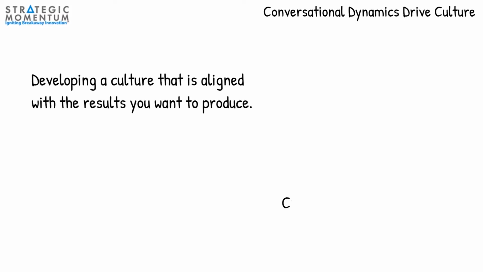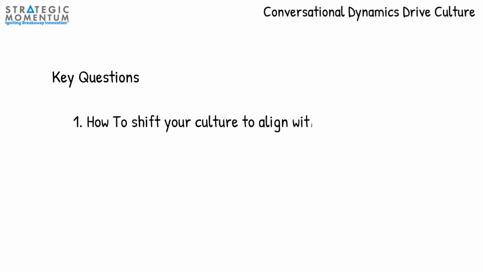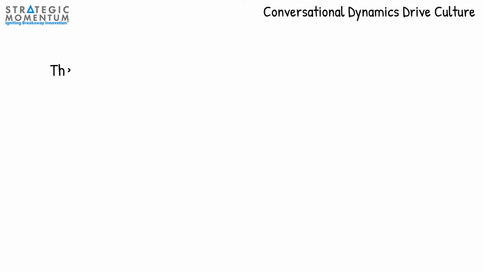In my last post, I spoke about the importance of developing a culture that is aligned with the results you want to produce. I talked about how culture drives performance. A key question is how to shift culture from the status quo results it is producing now to align with the new results you want to produce. Another question is, how do I gain access to my current culture?